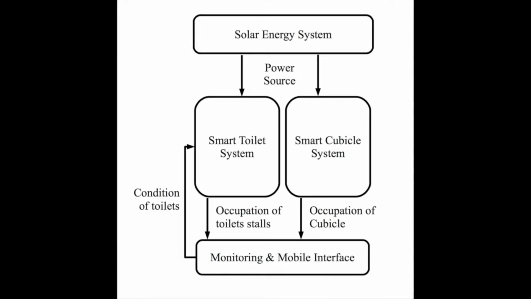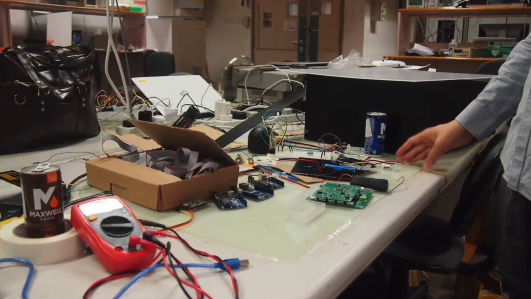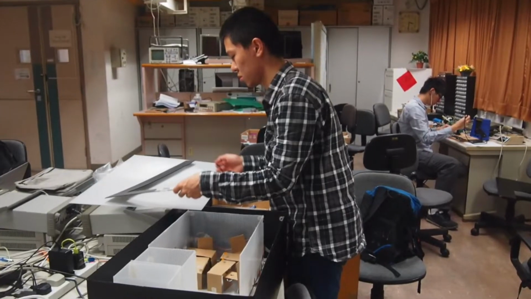We have installed solar panels to collect solar energy. Harvested energy will then be used to power our system. The smart toilet system aims to improve current toilet design, while the smart cubicle system aims to reduce energy consumption in the office after working hours.